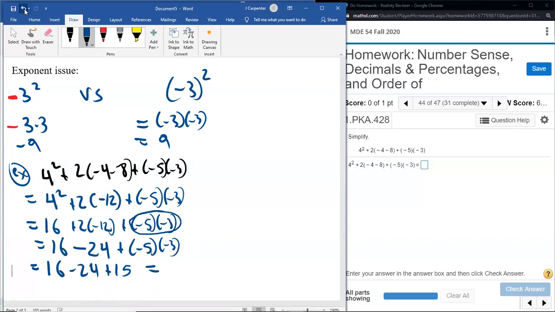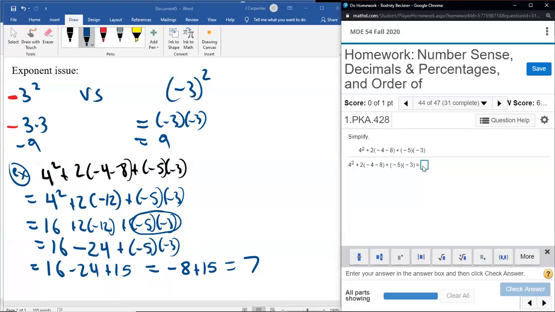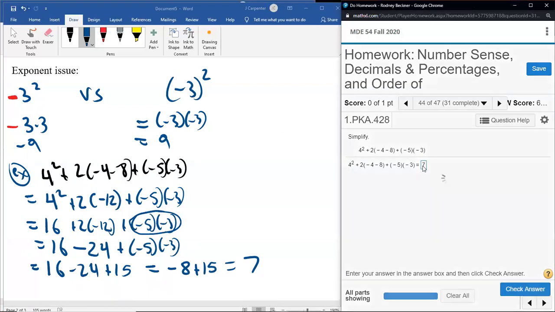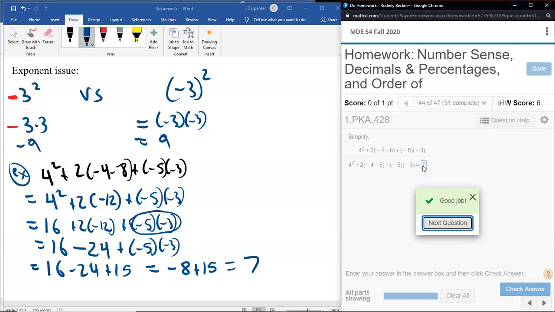16 minus 24 is -8, because 24 minus 16 is 8, the larger sign is negative. So then we have -8 plus 15. -8 plus 15, well, we do 15 minus 8, which is 7. The larger sign this time is positive, though. So our final answer should be 7. Let's see. If I made a mistake somewhere, it wasn't intentional. Okay.